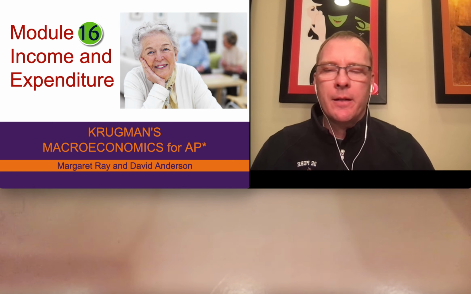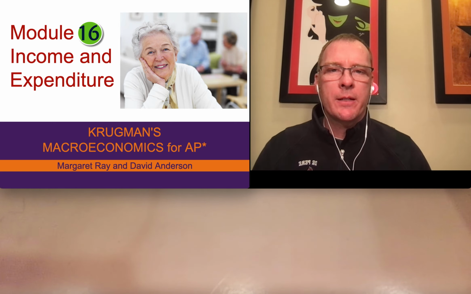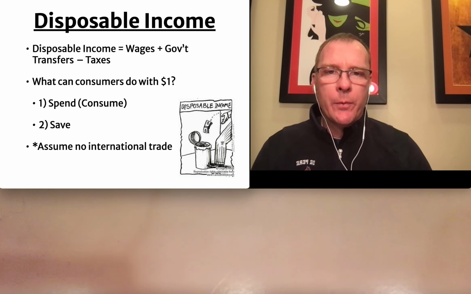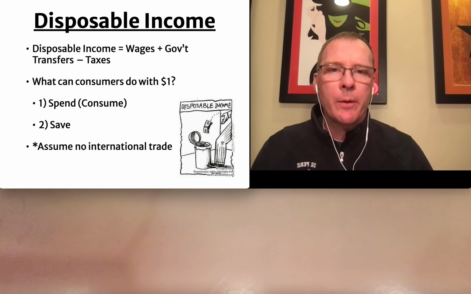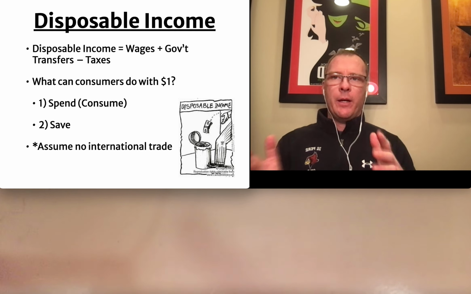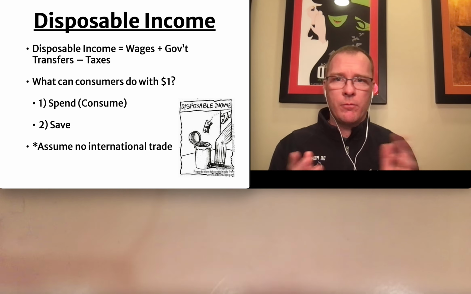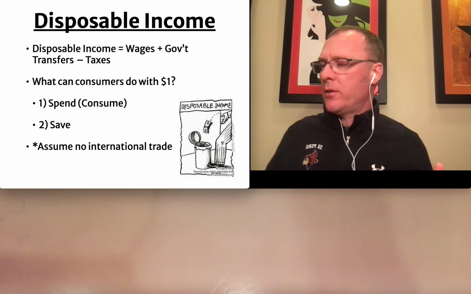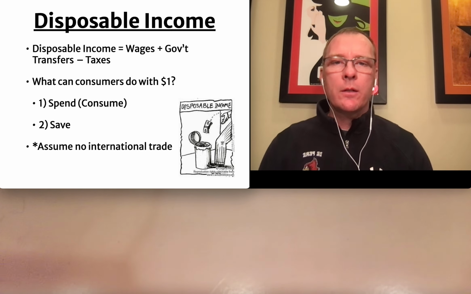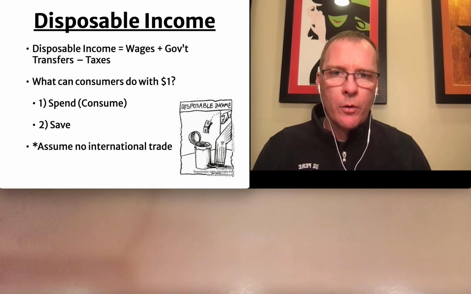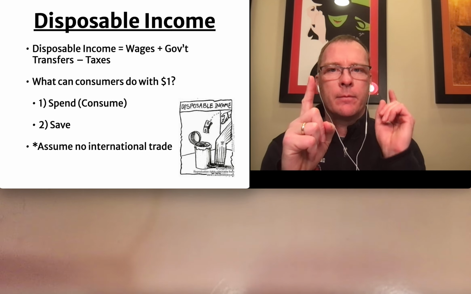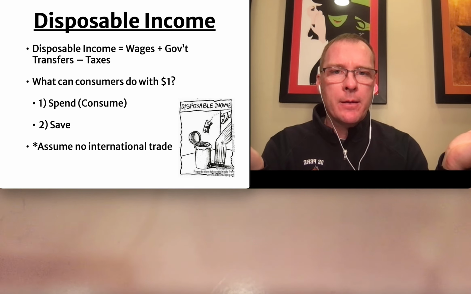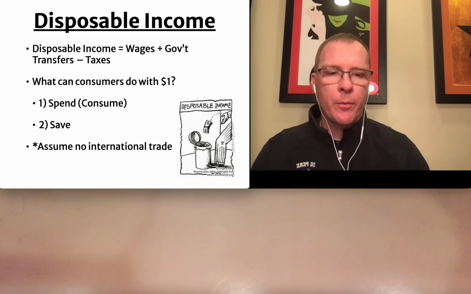Hey kids, this is section 4, module 16, and it's about income and expenditure. So what is disposable income? Well, disposable income is simply your wages plus any government transfers minus your taxes. So the question then becomes, when you get some of these wages, what do you do with that extra money? Your two choices are save it or spend it. And that's basically it. You're going to do one of those two things with your money.